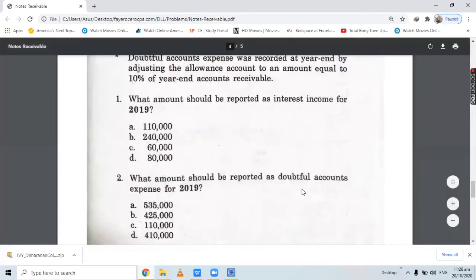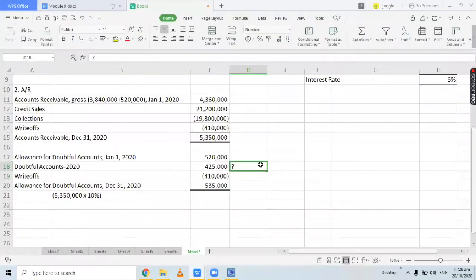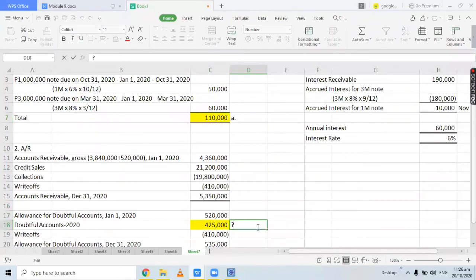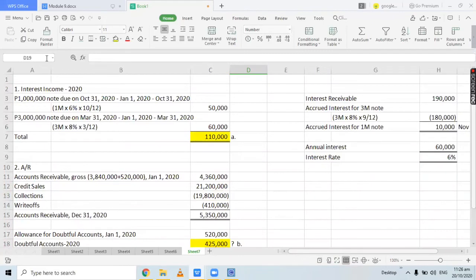So, this is the answer on requirement number 2. What amount should be reported as doubtful accounts? Letter B, $425,000. Okay? Letter B. And we're done with problem 7.